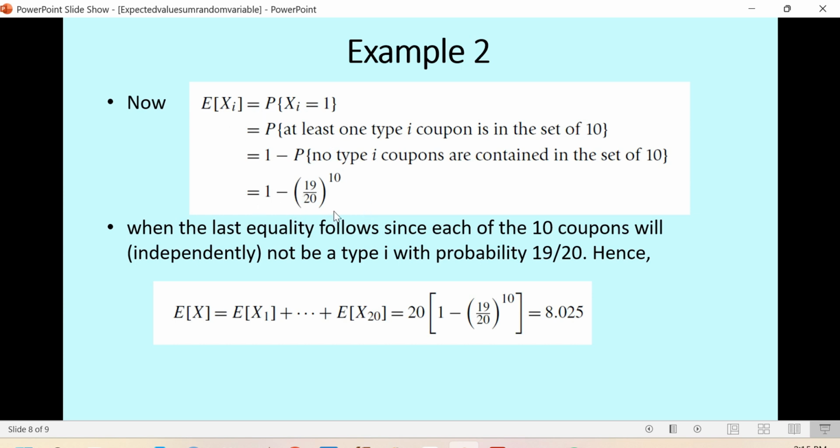So 1 minus this probability is the probability of this coupon being selected at least one time. Then we multiply this probability by 20 and get the final number, about 8.025. So the expected number of different types of coupons in this set of 10 coupons is about 8 different types.